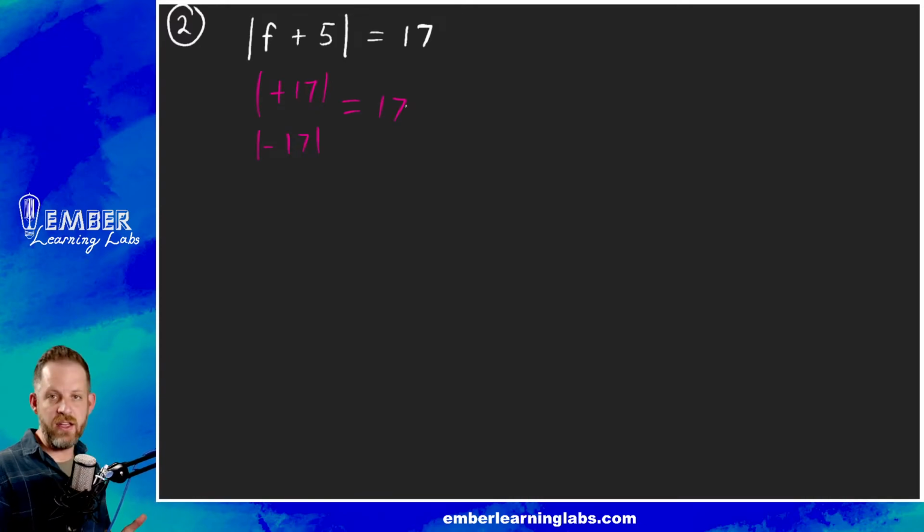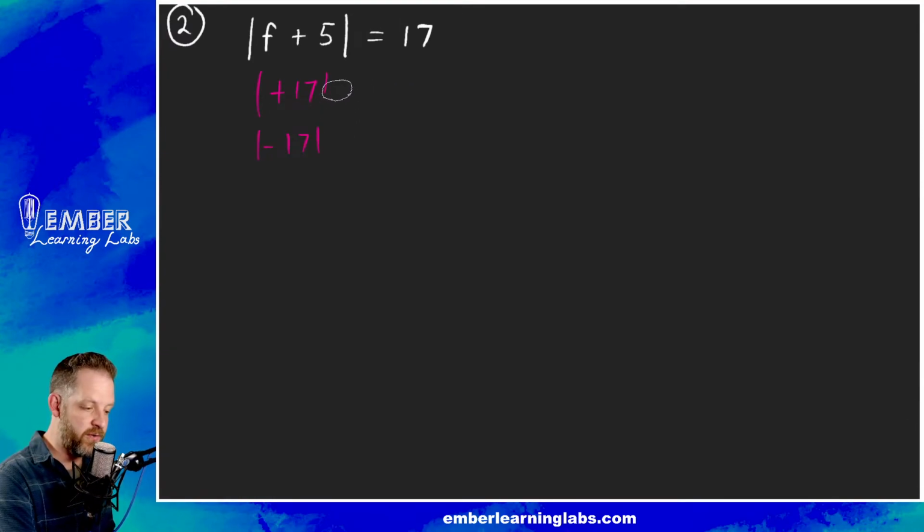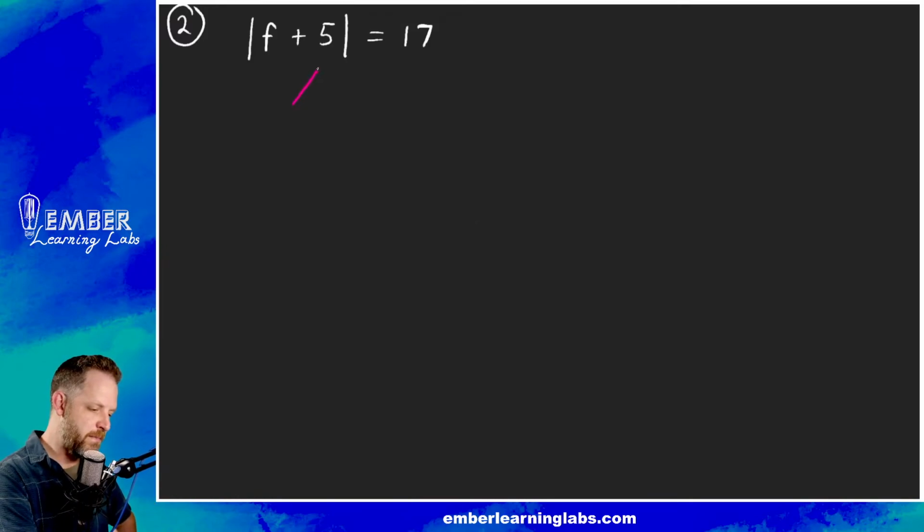Because that absolute value is going to turn it positive. And so we have to do a little bit of maneuvering, and we've actually got to split this into 2 different problems. So that's what we're going to do. We're going to split this into a positive version and a negative version.